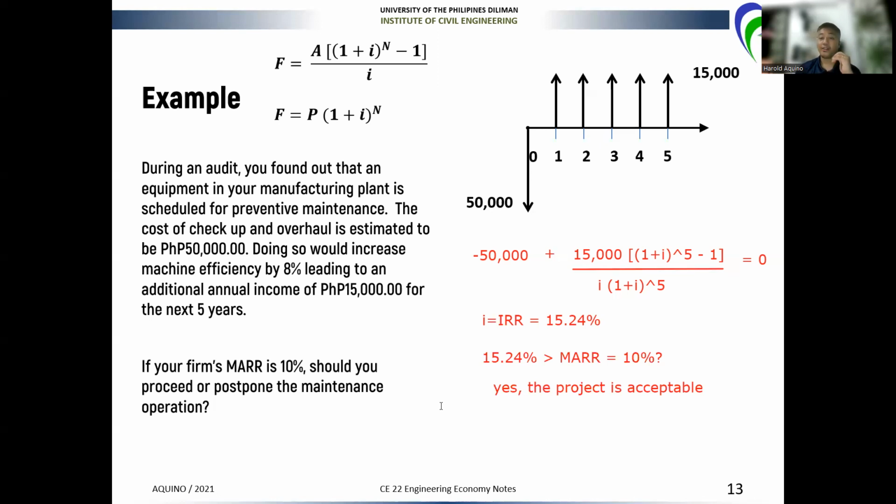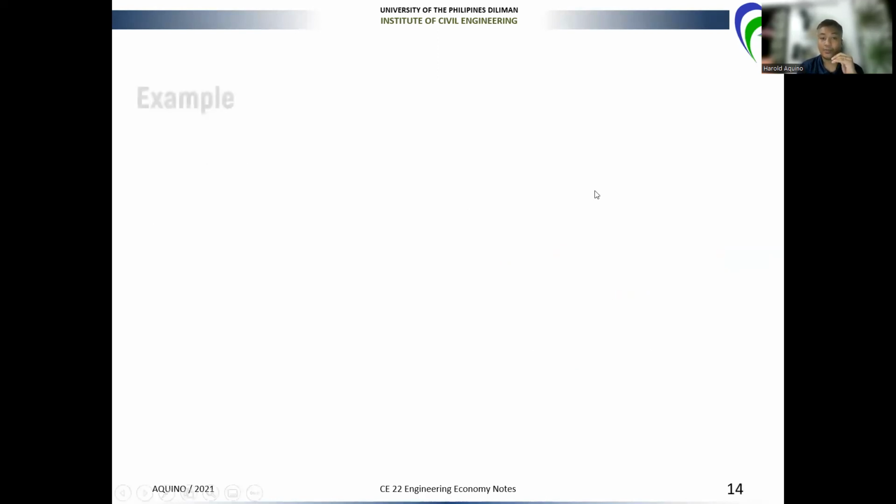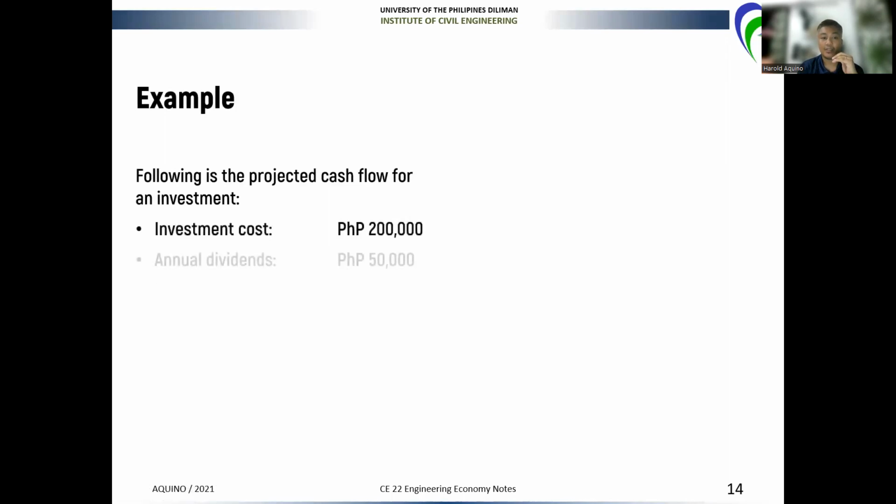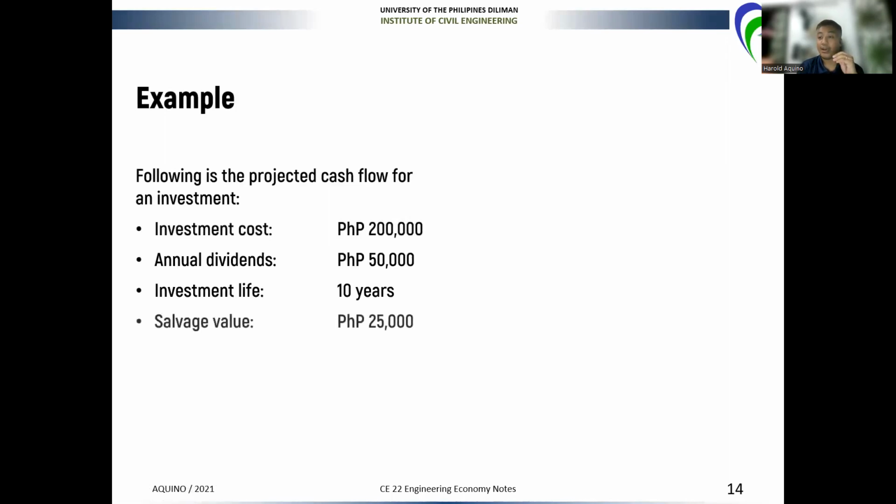All right. So thank you very much for listening. I'm leaving you with some examples to practice on. This one is just a bit more challenging. We added a salvage value at the end. Salvage value is basically an amount that we're able to recover at the end of the useful life of a project or an investment.